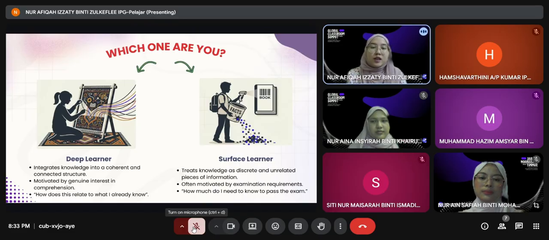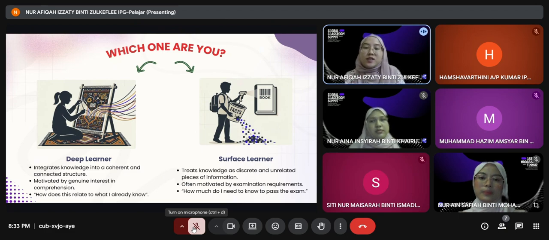So this kind of approach is usually motivated by genuine interest in comprehension, which means that they are intrigued to understand something. They are the ones who make an approach and make a move to understand information or to understand the material deeper. And they often question themselves, like, how does this relate to what I already know? Because they want to connect the dots between the knowledge.